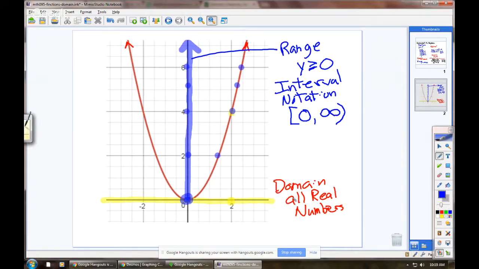For all real numbers, in that case, we can go to the left forever, we can go to the right forever. The interval notation for all real numbers would be a parenthesis, negative infinity, comma, positive infinity, parenthesis, go to the right forever. Let's look at one more example for domain and range.